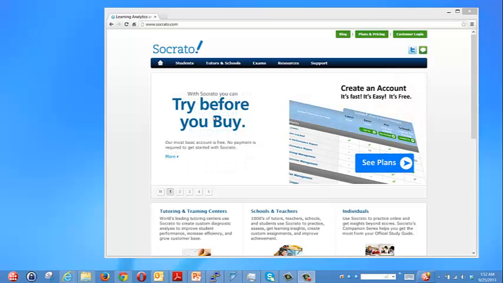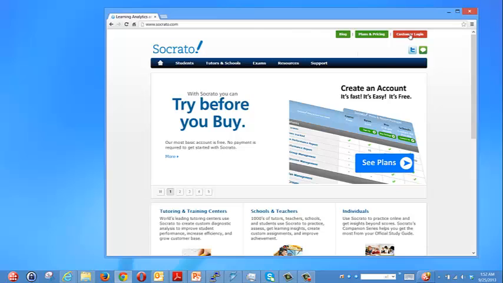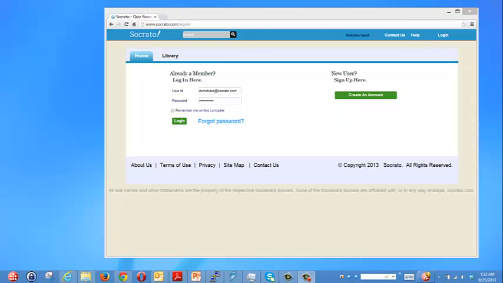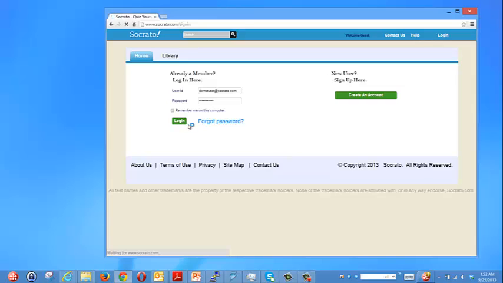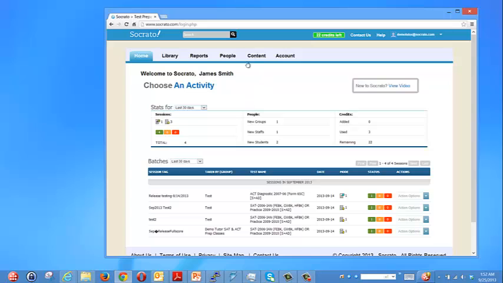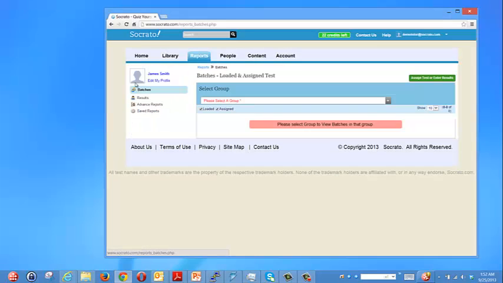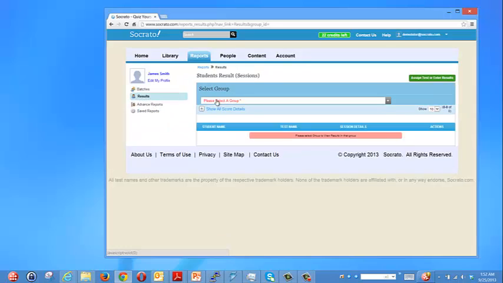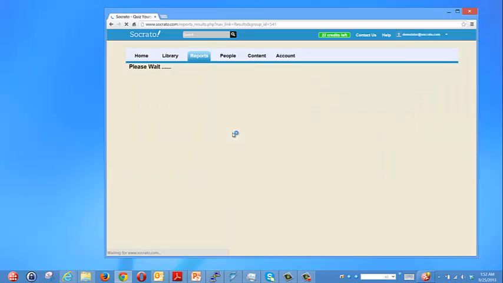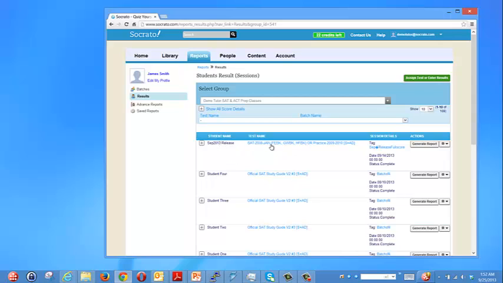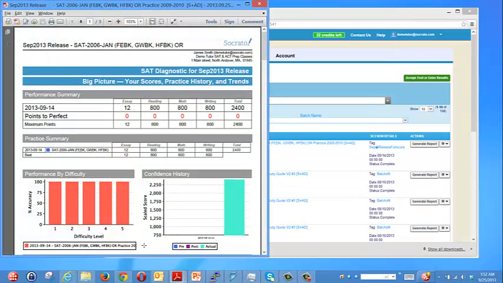To generate diagnostic reports, visit socrato.com and log into your account. Once logged in, go to the Reports tab, click on Results, select the group in which you have the reports created, find the student and the corresponding results, and click on Generate Report. The report will be downloaded and saved on your computer hard drive. The report is in PDF format. It can be emailed, viewed on a screen, or printed for offline review.